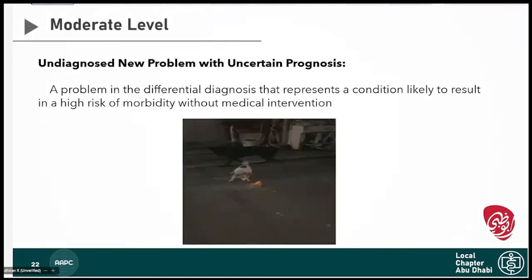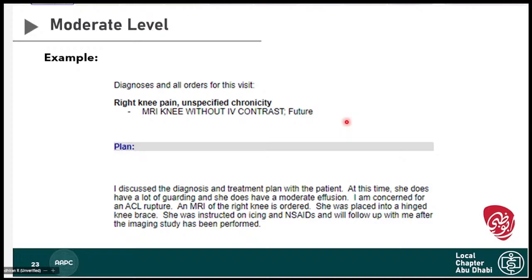For example, here the patient came with complaints of right knee pain. Here the provider ordered an MRI knee without IV contrast. The provider did not document any versus condition, concern condition, or ruled out condition, but we need to read the plan carefully. I discussed the diagnosis and treatment plan with the patient. At this time, she does have a lot of guarding and she does have a moderate effusion. I am concerned for an ACL rupture. ACL means anterior cruciate ligament rupture. That's the reason the provider ordered the MRI right knee. Hence, we can consider this an undiagnosed new problem category.